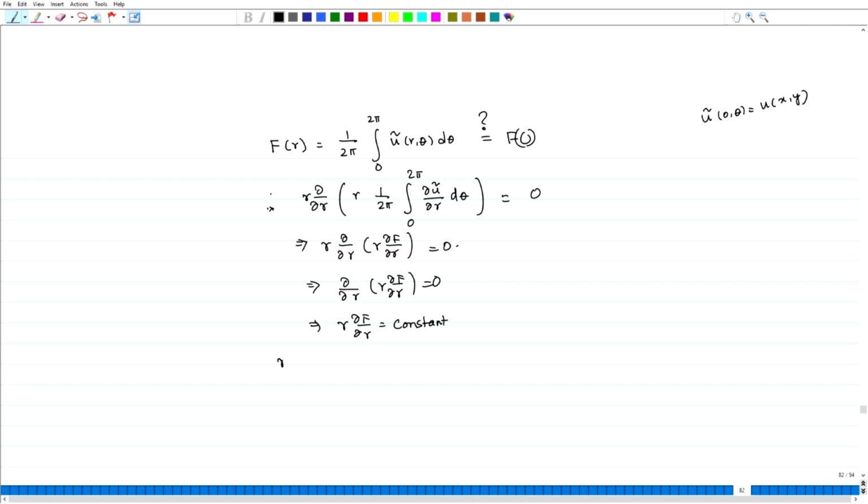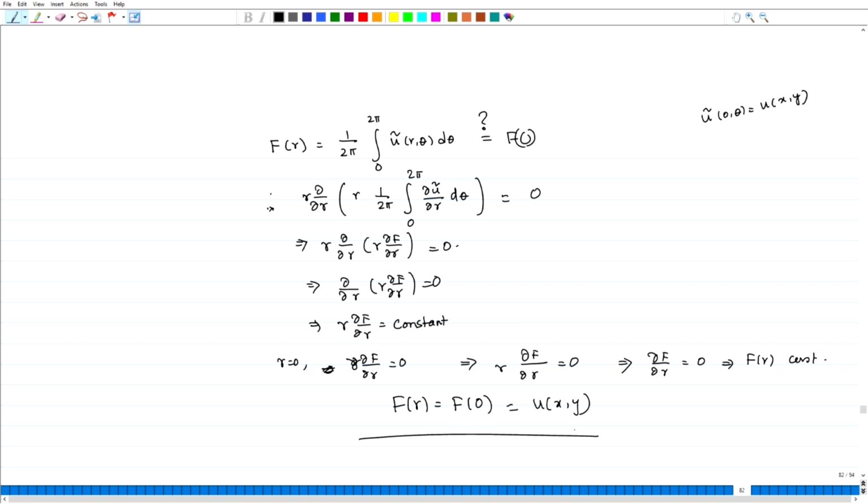Now, for r equal to 0, we know that this is equal to 0, therefore this will imply that r del f by del r is equal to 0. This is true for every r, so del f by del r is equal to 0. This implies that f of r is constant, and f of r is equal to f of 0, which is nothing but u of x, y, and that is what we wanted to find out.